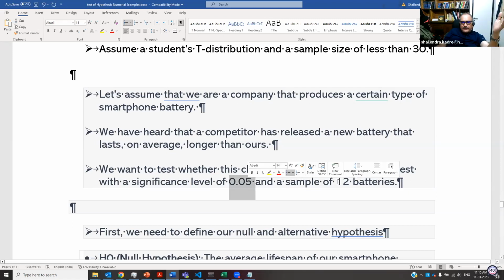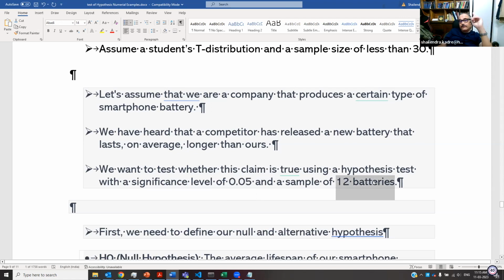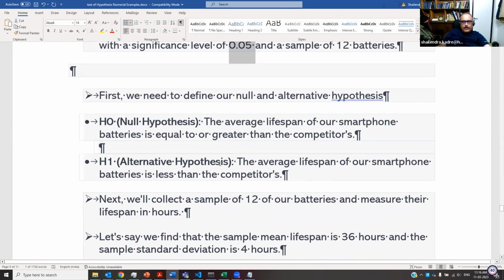So the sample size is 12 batteries. This time the sample size is small. Maybe these batteries are very costly, so maybe fewer are manufactured, and they cannot give you a sample of 30. Generally, a sample of 30 or more is better. But if the sample given to you is less than 30, then also you have to do your work. So we use the t-test. The sample is only 12, n equal to 12. The significance level is 0.05. Now we have to find the p-value.